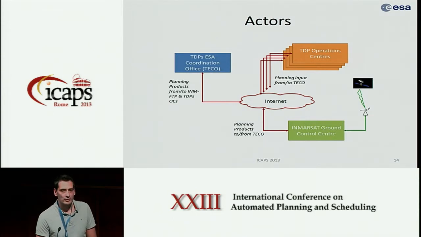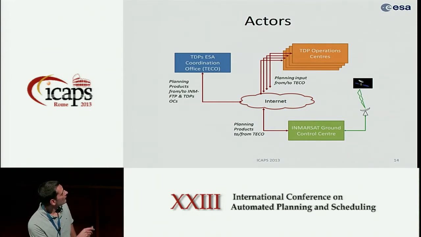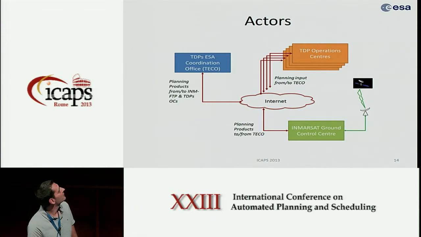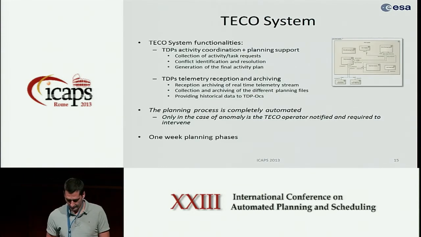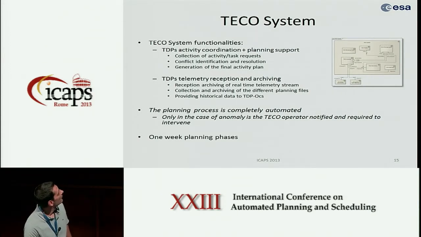We have the commercial operator that is providing feasibility windows, telling us when we can do experiments. And then in the middle, there is us, what is called the TDP ISA Coordination Office, that is taking the inputs from the two entities and producing a final plan. In particular, the office is in charge of different functionalities, not only the planning and coordination functionalities, but also the telemetry reception and archiving. But here I will be focused only on the planning.